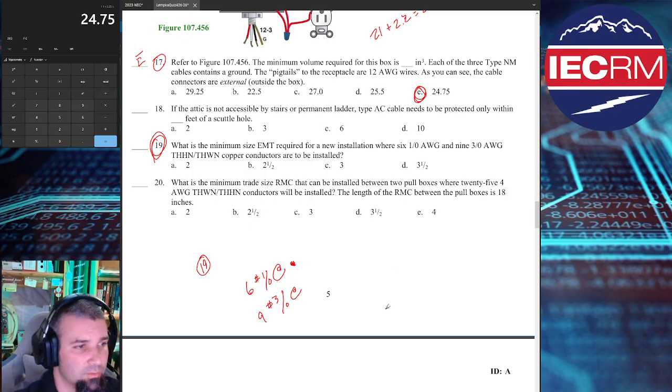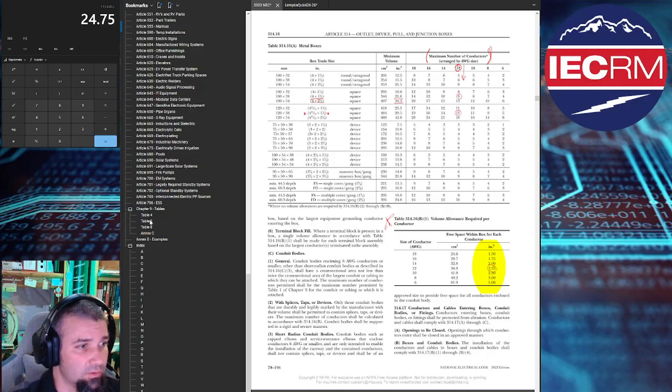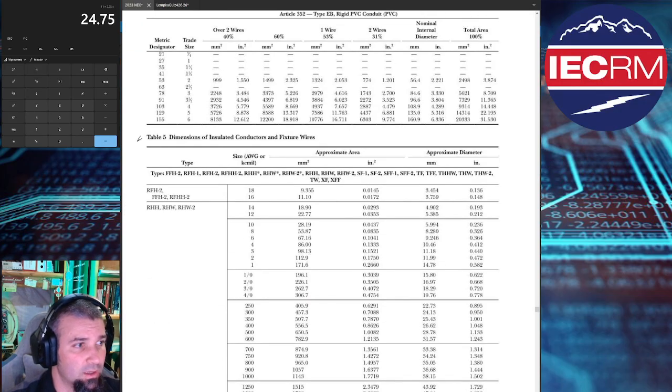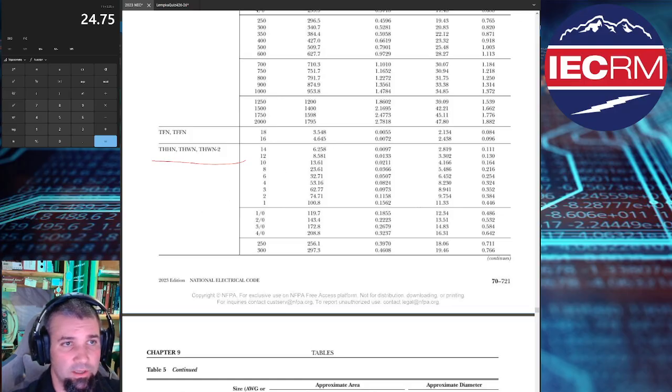Let's just go get the decimals for them. We're going to head over to Chapter 9, Table 5 actually, and we will get the size of these wires. Let's jump over into the NEC. Let's go to Table 5. Again, that is the dimensions of insulated conductors. And along the left side, we're just going to scroll down until we hit the area we're looking for.